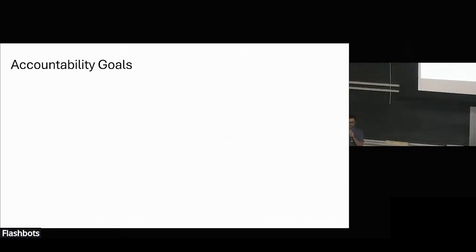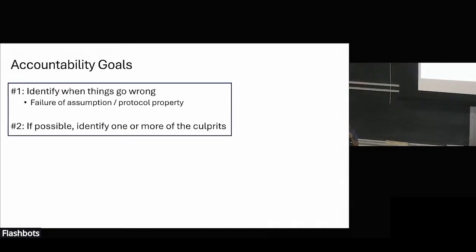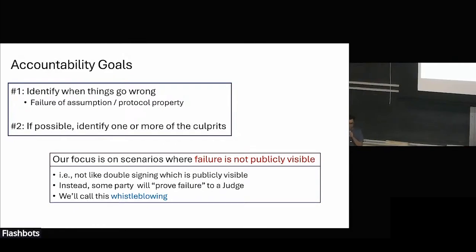So broadly, from an accountability perspective, we have a few intuitive goals in mind. The first one is, let's say we want to identify when things go wrong. That means whenever there's a failure of an assumption or a protocol property, we want to be able to detect this. And then if possible, we also want to be able to identify one of the culprits so that we can maybe penalize them in some fashion. So in this talk, my focus will be on scenarios that are not publicly detectable, not publicly visible. So don't think about things like double signing, which you can just observe on chain and figure out that there's been a block height that's been signed twice. But instead, the setting we want to focus on today is where, if there's a collusion or a failure in the protocol, some party will get a proof that they can then show to some external judge that will enforce some penalization procedure.